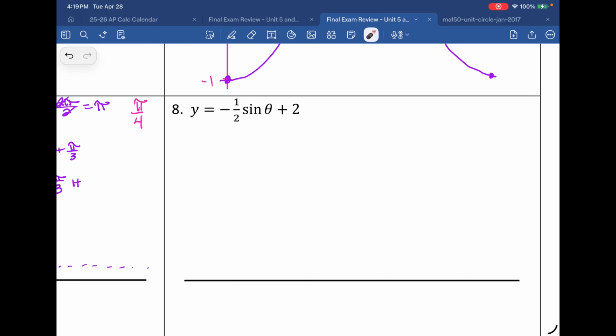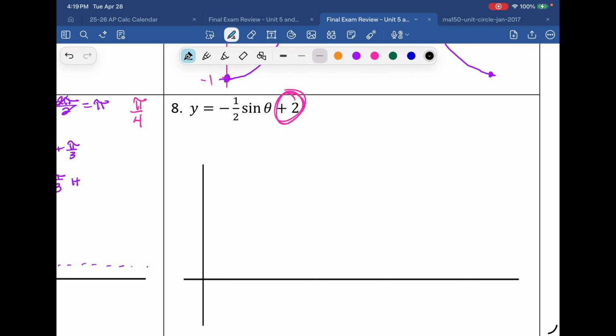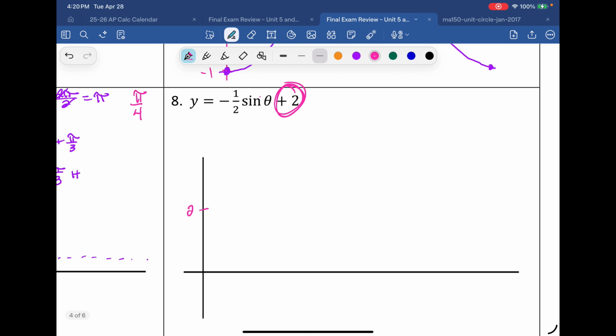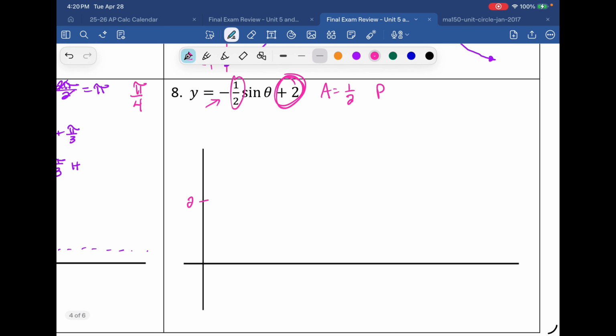All right, we've got y equals negative 1/2 sine theta plus 2. This plus 2 is not inside the parentheses. This is your midline. So on my graph, we automatically start at 2. The amplitude is 1/2. It is reflected, so it's going to switch your highs and your lows. Period, 2 pi divided by 1, so 2 pi. No phase shift because I don't have any parentheses around that theta.